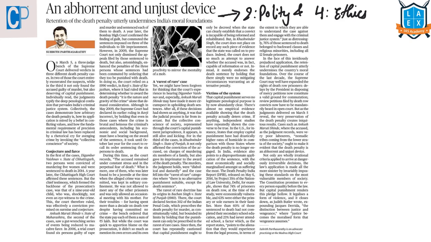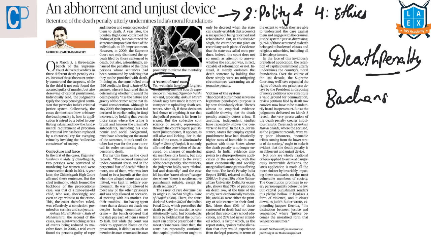So this entire article is dealing with the Supreme Court of India reversing the death penalty in 2 cases, that is Digambar Vaishnav versus State of Chhattisgarh and Ankush Maruti Shinde versus State of Maharashtra. So from this article we should know about the death penalty or capital punishment. What is this? The rarest of rare doctrine. Here it is talking about a doctrine known as rarest of rare. This has its origin in Bachan Singh versus State of Punjab.